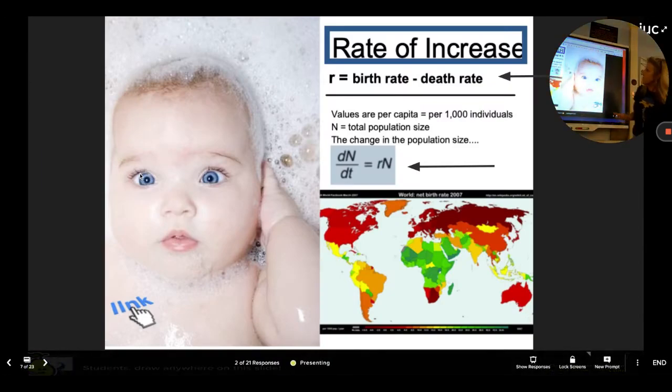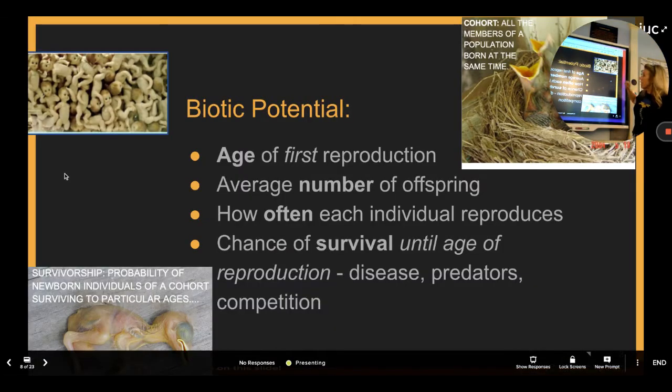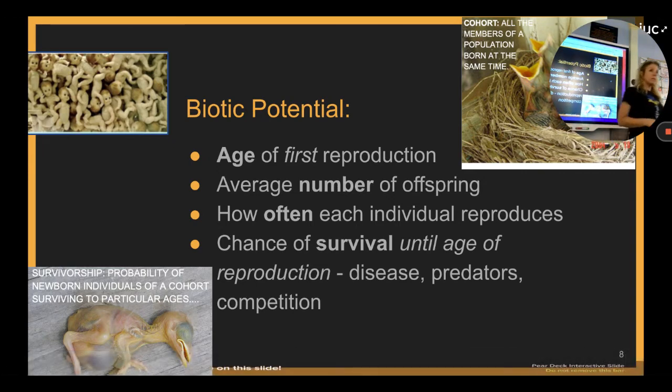Next, we already talked about this. R is rate of increase, birth rate minus death rate. What happens if R equals a negative number? What's going to happen to your population size? It's going to go down. If it's a positive number, it's probably going to go up. And so that's your change in population over time, R times N. When you study, we can do a couple practice problems at the end.